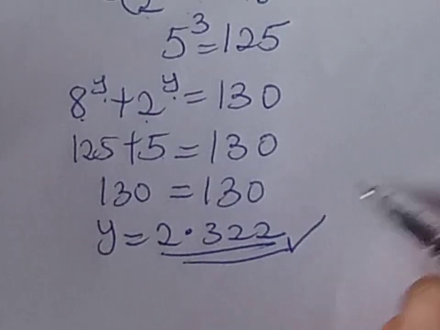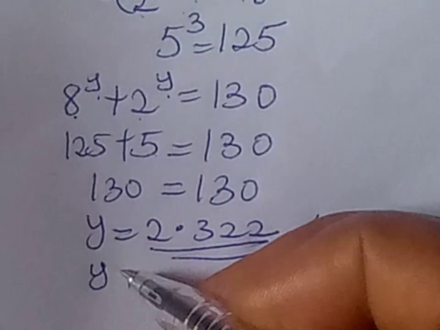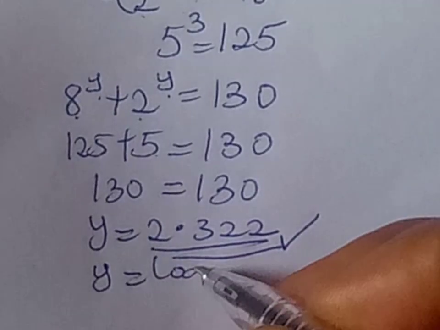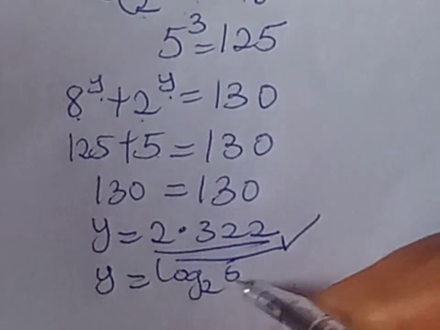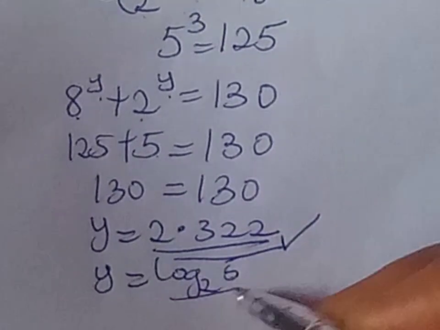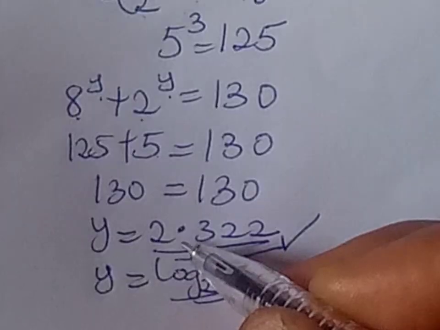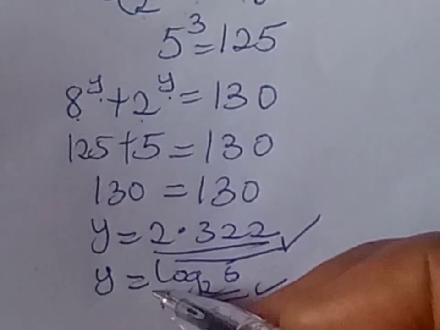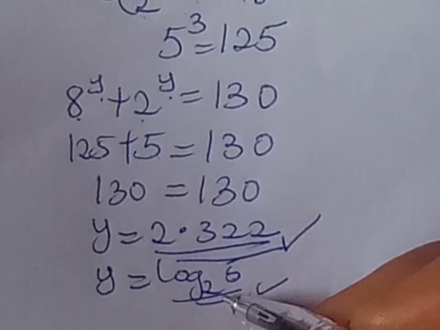Or you can say y equals log 5 base 2. Both are the same thing. Either you say y equals 2.322 or y equals log 5 base 2.